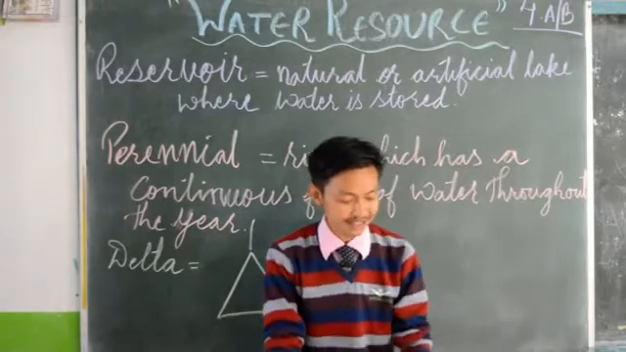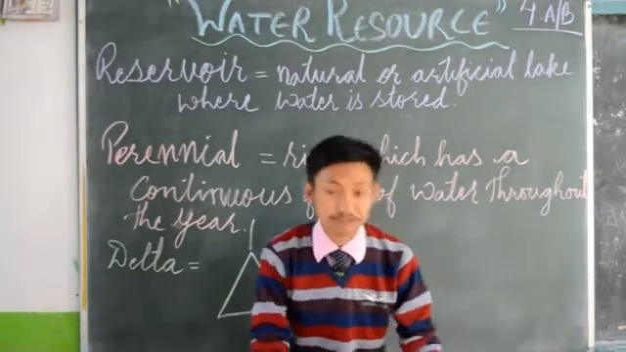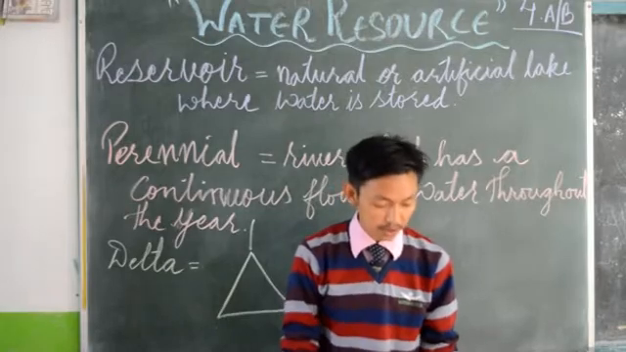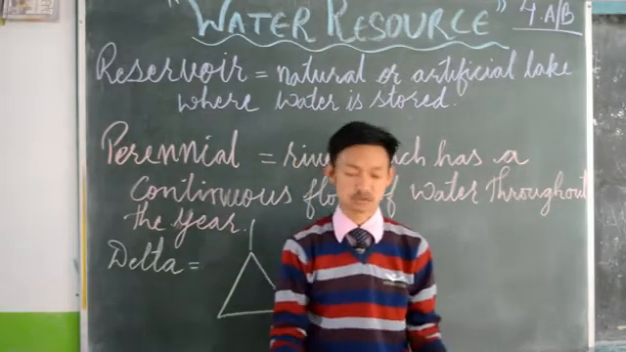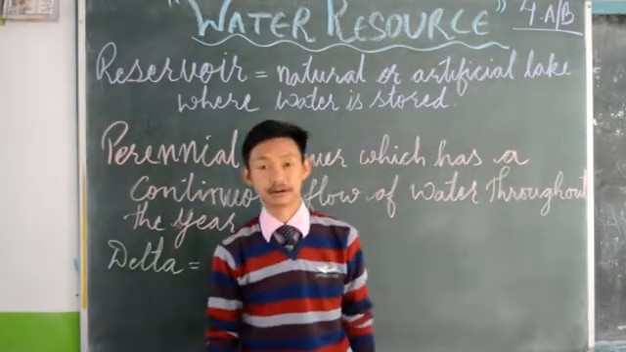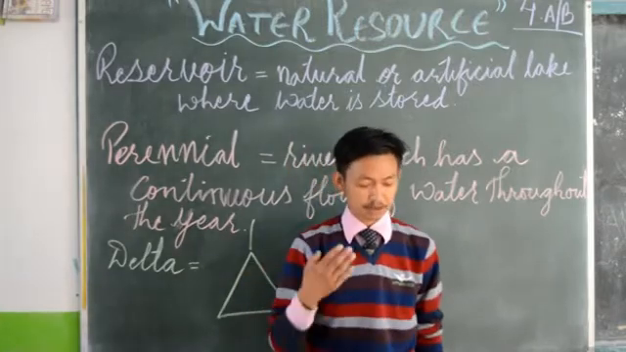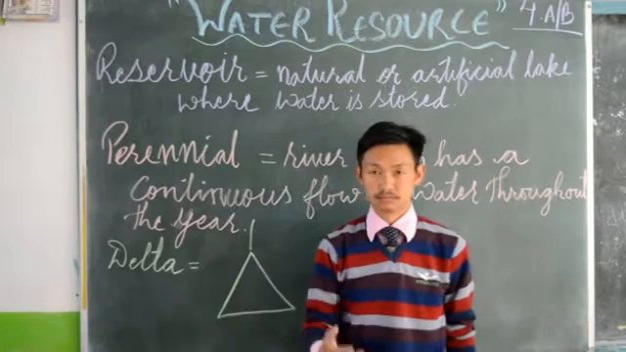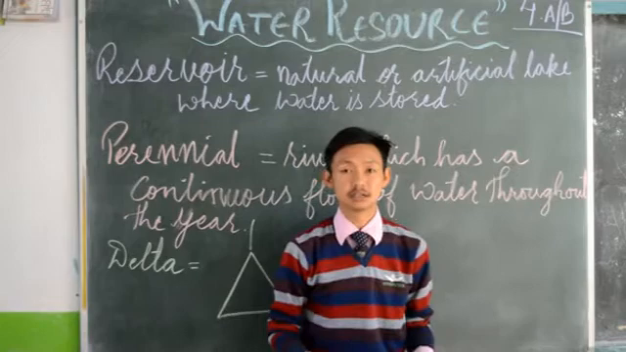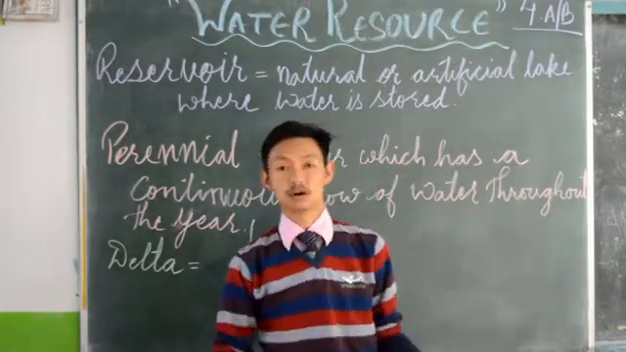Okay. Next is rivers. Now, India has a number of rivers. Some of the rivers receive water from rainfall, whereas others get water from the melting snow of the Himalayas. So there are two types of rivers. One is called seasonal and one is called perennial. Seasonal rivers have water during the rainy season, but during the dry season there won't be any water.